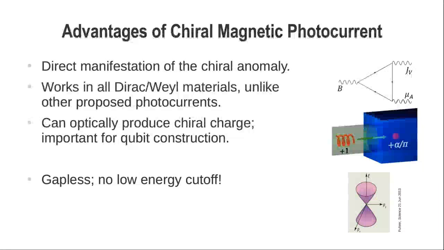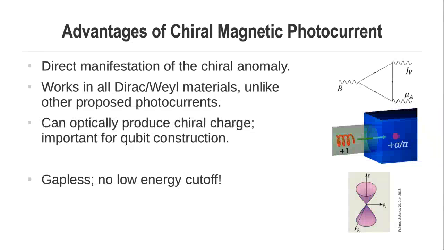Honestly, the biggest interest for us was the fact that this is a direct manifestation of chiral anomaly. Normally, the way you see chiral anomaly in a Dirac or Weyl material is by putting it in an external electric and magnetic field. Here, you get a current without any electric field. So that in itself is interesting. And anomaly is an essential ingredient here. Being able to see it in a tabletop experiment is very exciting.